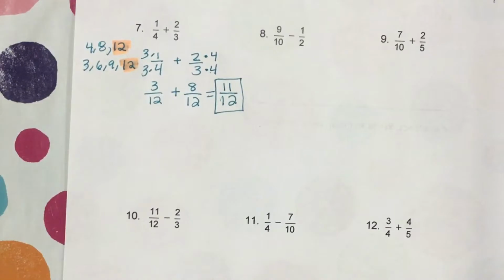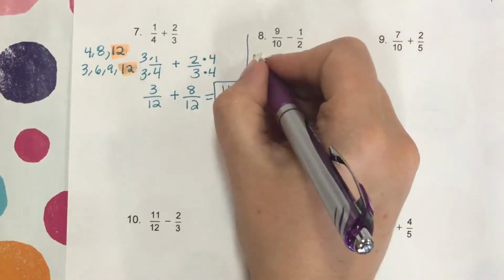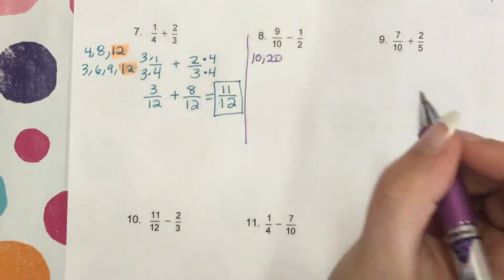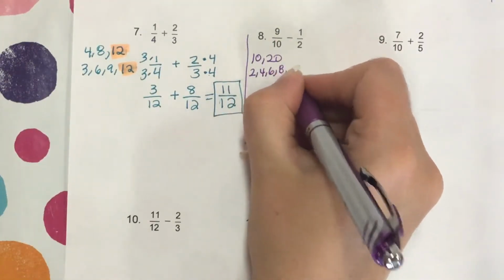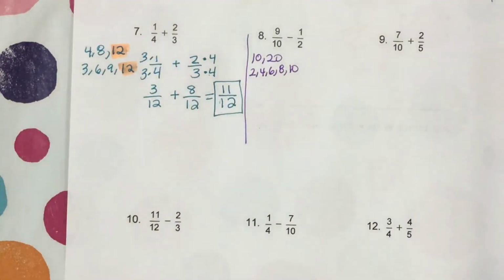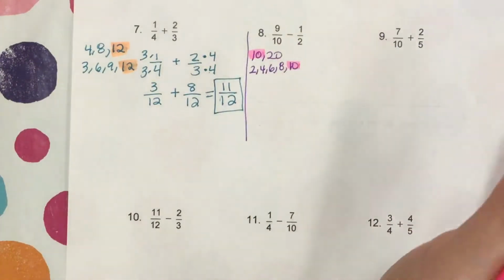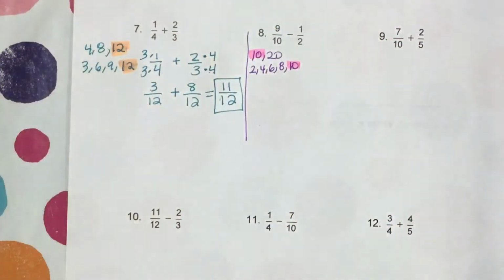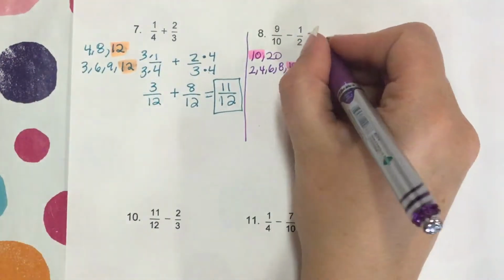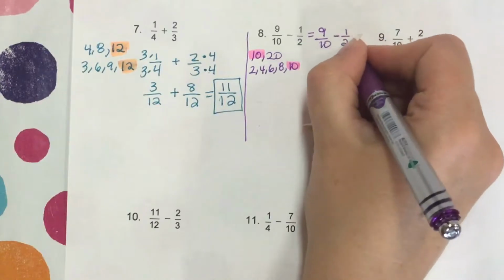So to do number 8, we have to find the least common multiple, so I'm going to count by tens first, 10, 20. Then I'm going to count by twos. 2, 4, 6, 8, 10. Hey, all right, we found our least common multiple, ladies and gentlemen, and it is 10. Which is awesome because I don't have to do anything for that. I'm just going to leave that as 9/10. So I'm going to write 9/10 minus 1/2.